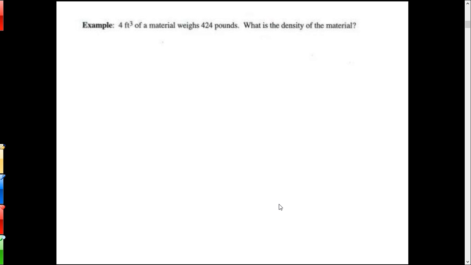We've got 4 cubic feet of the material. It weighs 424 pounds. We're going to find the density. Take a wild guess. It's something like 106, if you might guess, but I don't know. Is that about right? Yeah. Okay. Something like that.